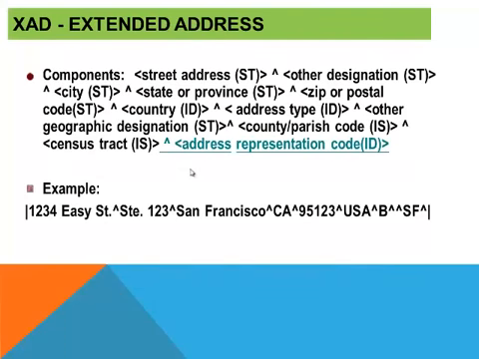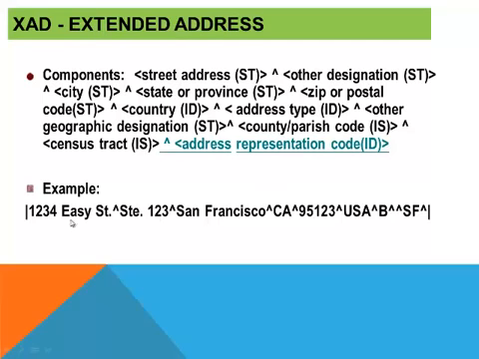Another example is called XAD, the extended address. This data type is similar to the address, but extended with some more components. For example, it has a country parish code, the census tract, and also the address representation code. This is why we call it extended.